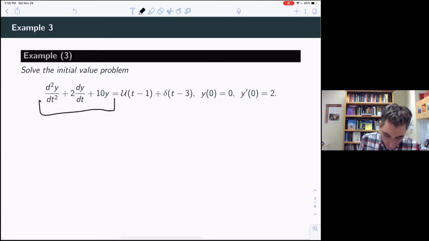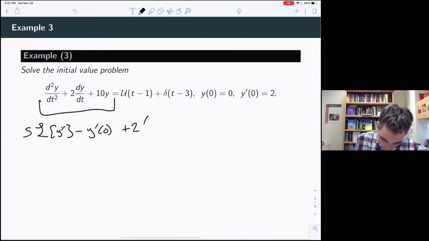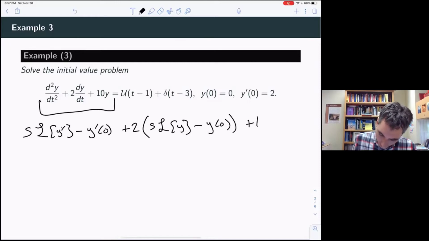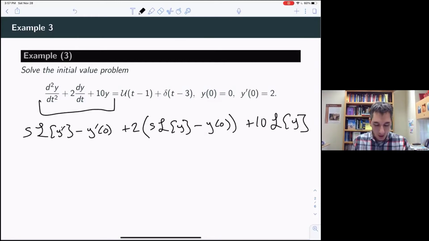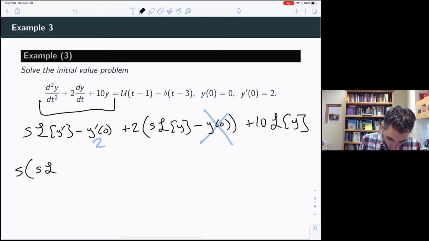If you don't mind, let's just do the left-hand side first, and then we'll do the right-hand side. So on the left-hand side, we'll have s L of y prime minus y prime of 0, plus 2 times s L of y minus y of 0, plus 10 L of y. That's just Laplacing the left-hand side. y prime of 0 is 2, and y of 0 is 0, so that's going to go away. And then we still have L of y prime, so we're going to need to run that through the derivative formula for the Laplace transform.